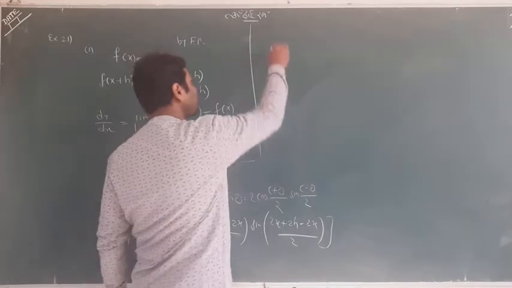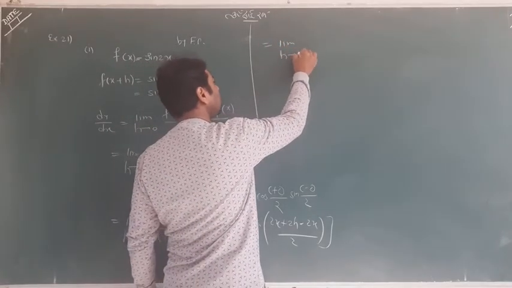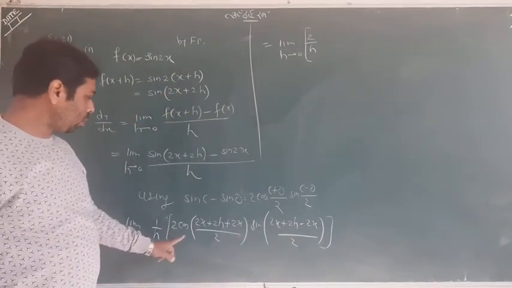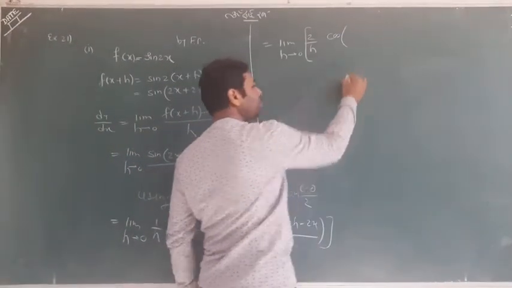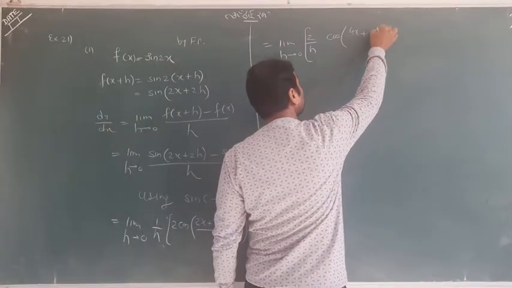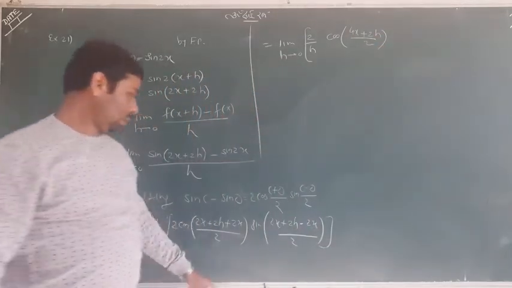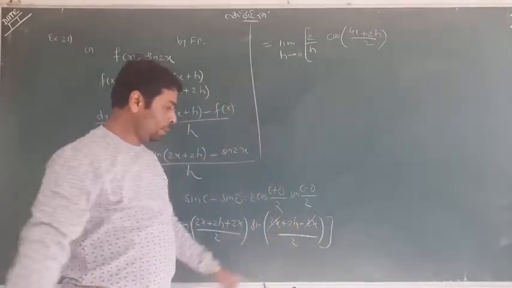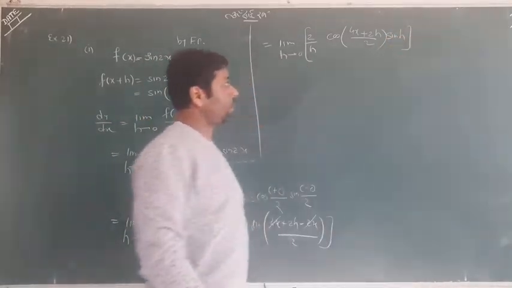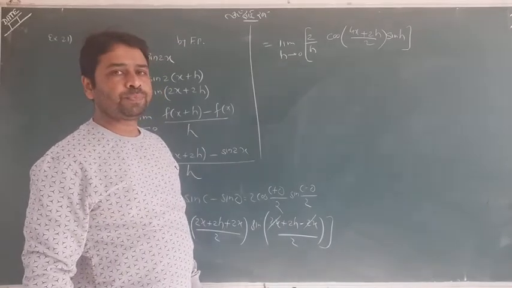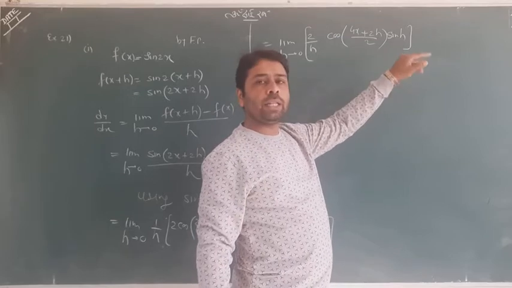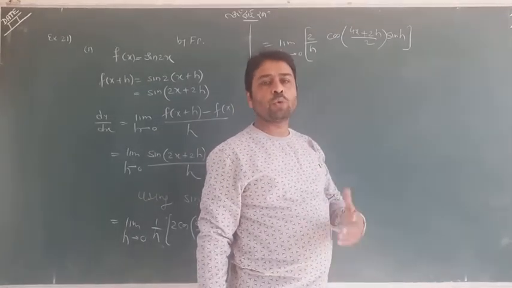What will happen next? Look at it. Sine of this h, 2 by h I have written here, cos of 2x plus 2x is 4x plus 2h upon 2, sine. This 2 will cancel, 2 and 2 also cancel, sine h is remaining here. So a very simple term has come. We have just a sine h, so we need it upon only h so that it could make a formula.